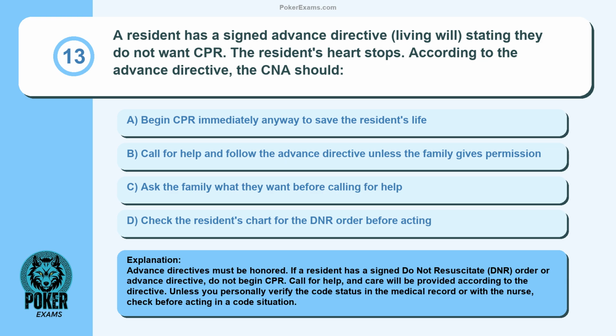Advance directives must be honored. If a resident has a signed do not resuscitate, DNR, order or advance directive, do not begin CPR. Call for help, and care will be provided according to the directive. Unless you personally verify the code status in the medical record or with the nurse, check before acting in a code situation.